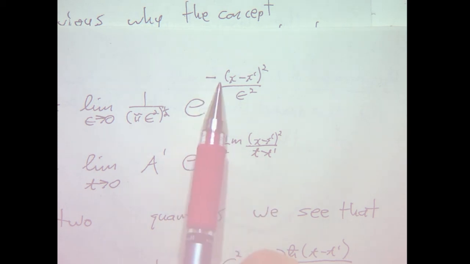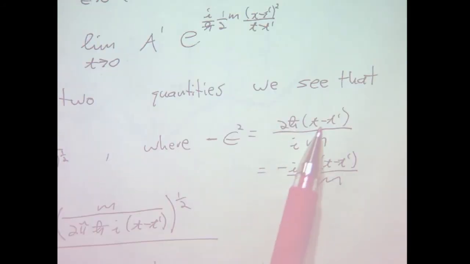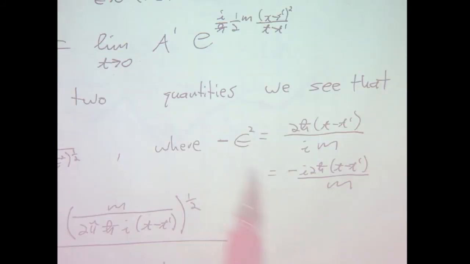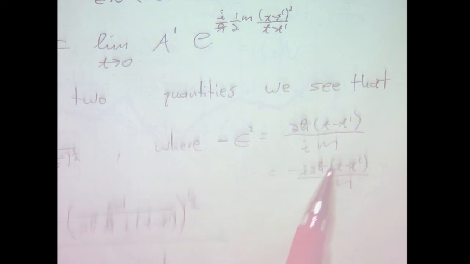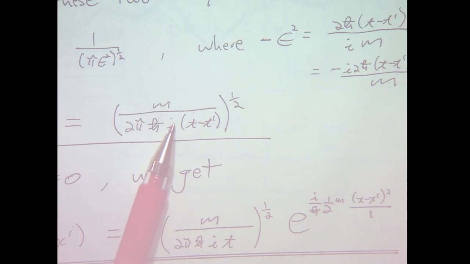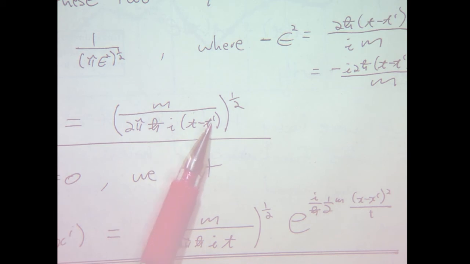So your epsilon is basically 1 over, except that i has to go there, because you've got a minus sign there, you see. So minus epsilon squared is 2 h bar times t minus t prime over i m. If you just check that, you'll see that it's right. So the normalization constant is the square root of m over 2 pi h bar times i times t minus t prime.